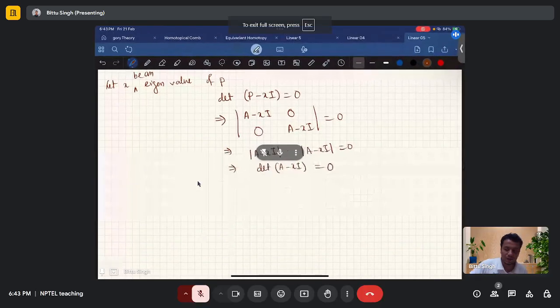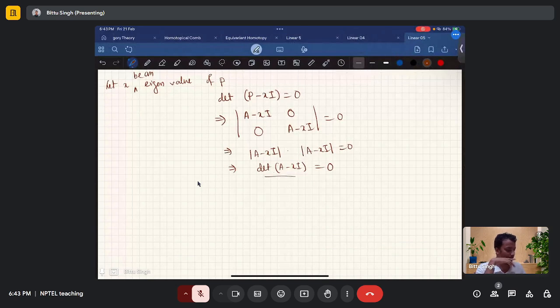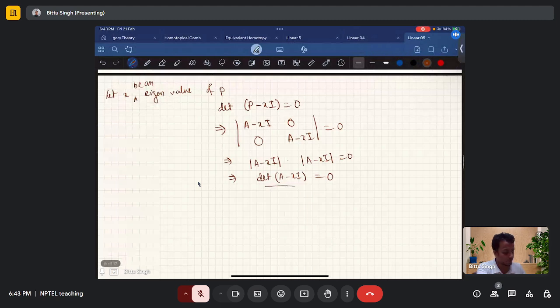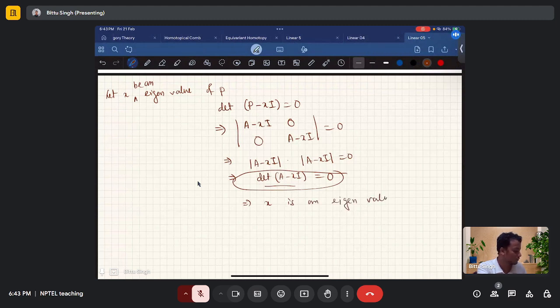So all the eigenvalues of P can be obtained from, that is, it is the same as the eigenvalues of A, because it satisfies this relation. This is the same as X being an eigenvalue of P if and only if it is an eigenvalue of A. So from here it is clear that all eigenvalues of P are obtained from eigenvalues of A.